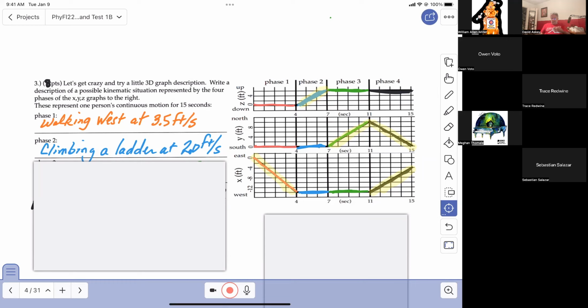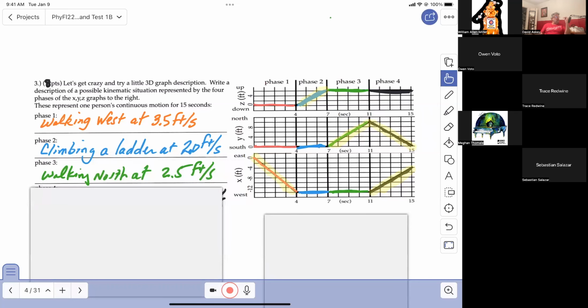Now we go to phase 3. It looks like we've reached that 6 foot height. So now we stay at that height the rest of the time. And so once I got up to that next level, now it looks like I am going north. Now I'm walking north. This is like a video game, you're watching Mario. And now he goes north, let's find out. Oh, he's going north at 2.5 feet a second. That's just the slope. I just found the slope.